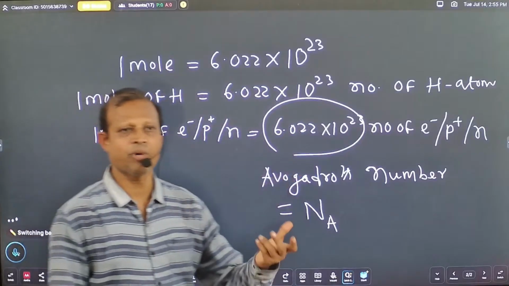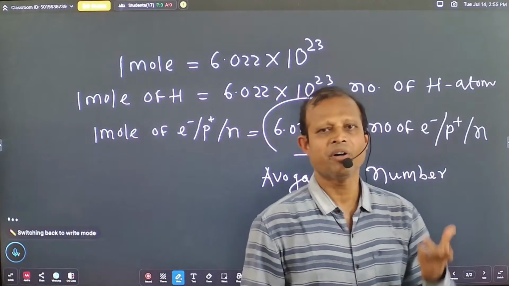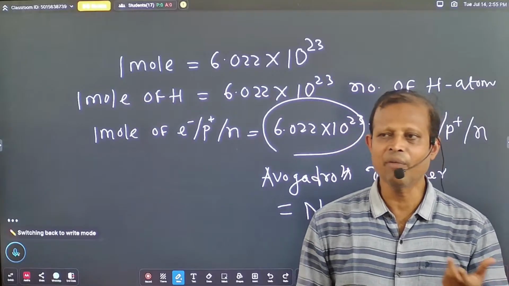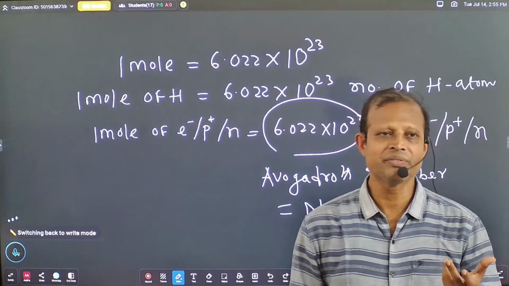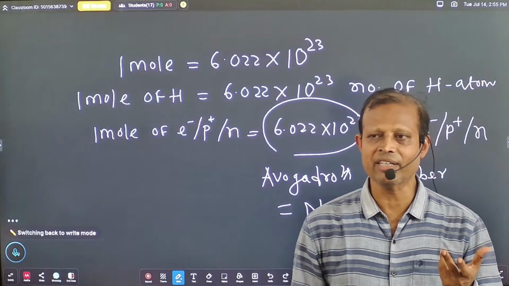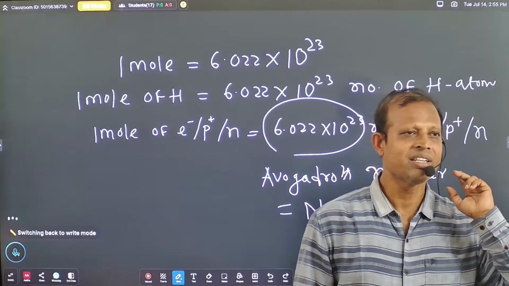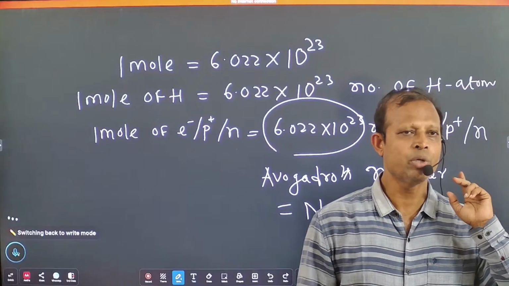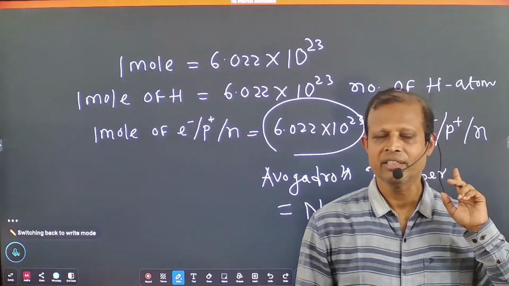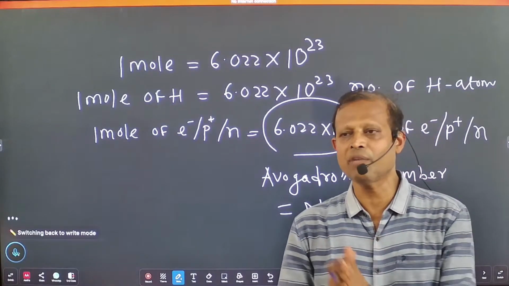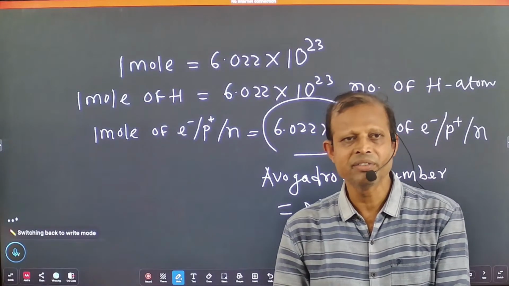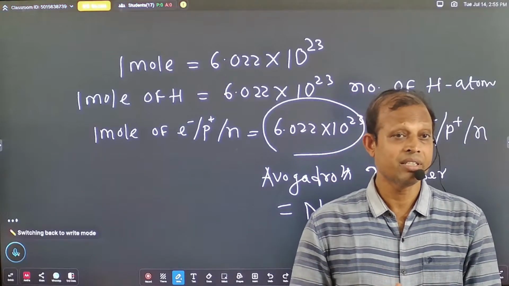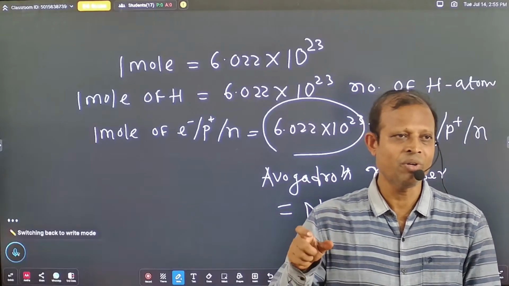If I talk about 1 mole of oxygen, how many atoms are there? Please, it must be interactive. 1 mole of any substance is 6.022 into 10 to the power 23. If I say 1 mole of oxygen atom equals to how many atoms then? 6.022 into 10 to the power 23 number of atoms. Clear or not? So I am relating this mole with the number of particles.